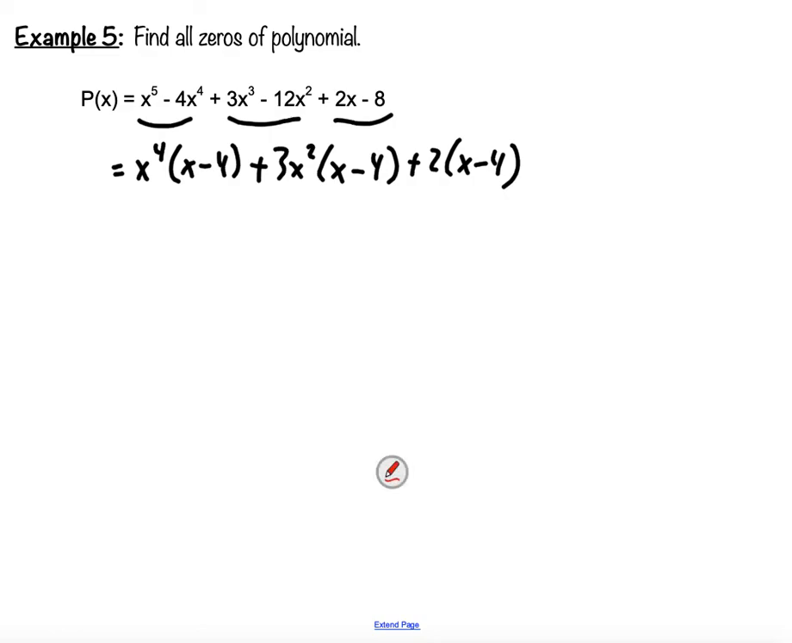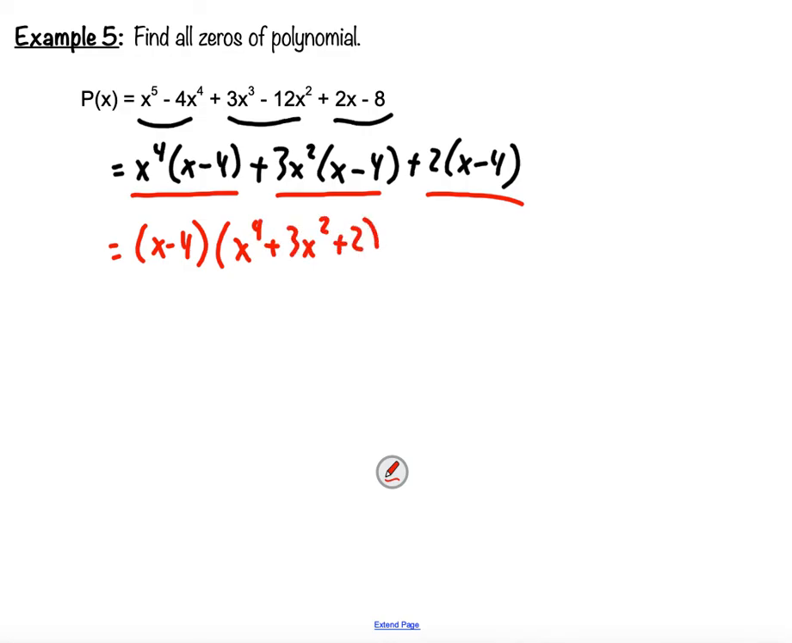So now look for what all 3 of them have in common. They all have in common an x minus 4. So what's in front of the x minus 4, I'm going to write all those down. So now we can continue factoring that x to the fourth plus 3x squared plus 2 if we can. Let's see if we can.